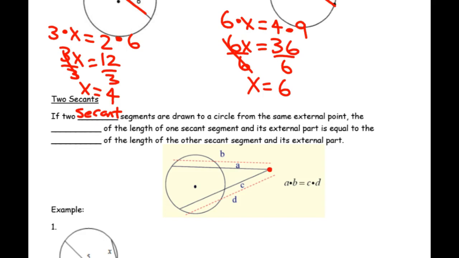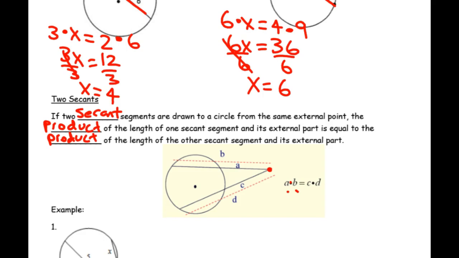The blank of the length of one secant segment and its external part. So again, we're doing multiplication. So it's the product. And it says it's equal to, on the other side of the equation, it's also the product of the length of the other secant segment and its external part. Now, I don't want you to make the mistakes that everyone makes when we do these problems, so I want you to look closely. This says A times B, right?